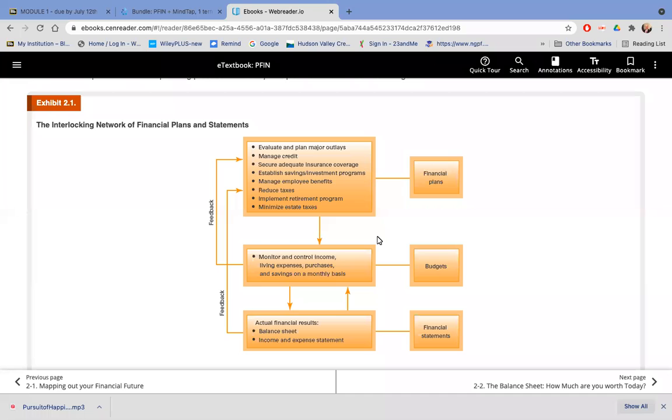So take a look around Objective 1 for some basics, and you'll get into a lot more detail starting next objective.